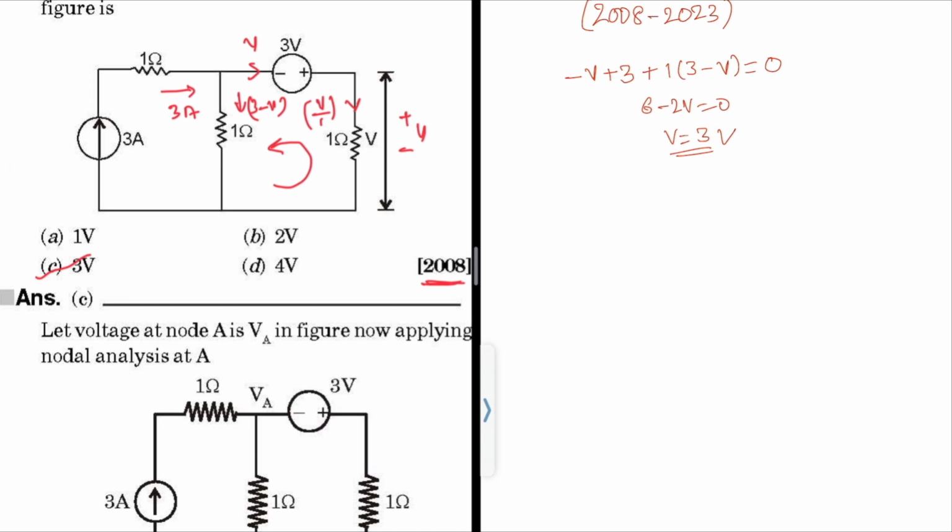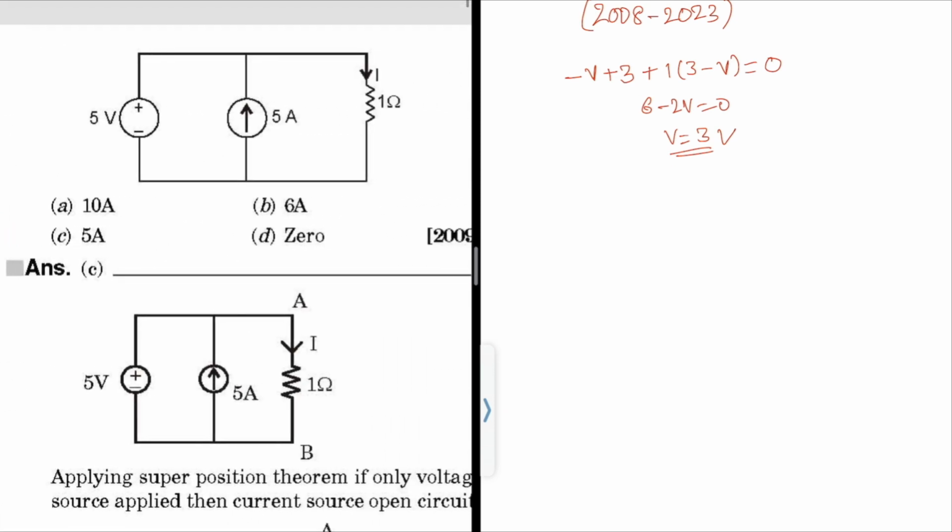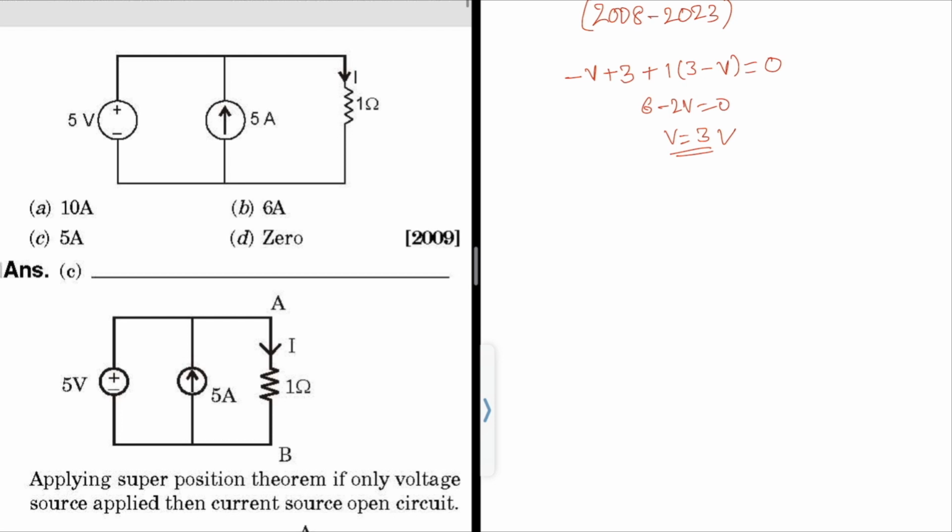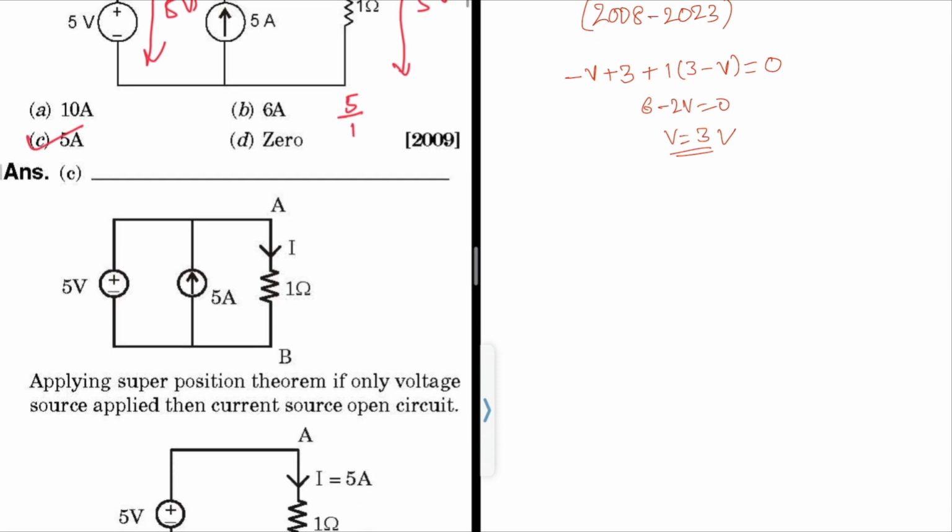Now going to the second question. They ask the value of current I. This is 5 volt, so here also 5 volt. The current is simple: voltage by resistance, 5 by 1. So the answer is 5 amp.